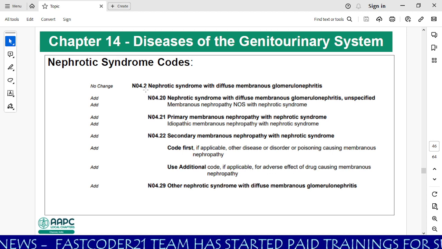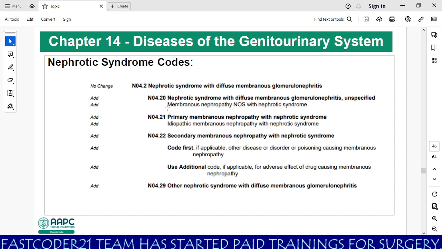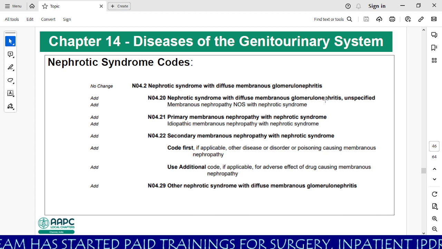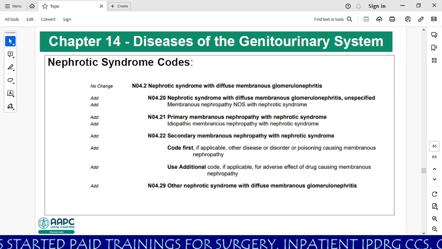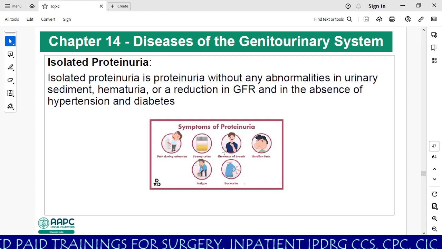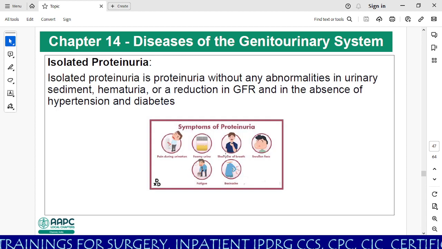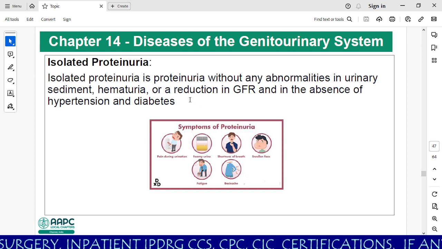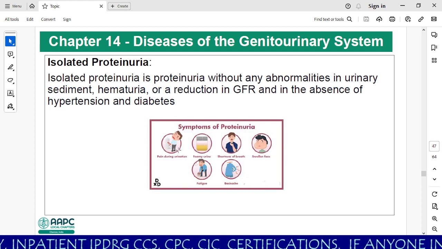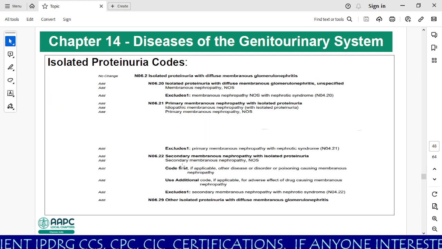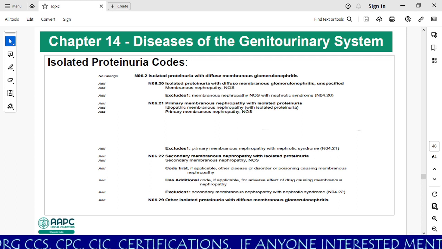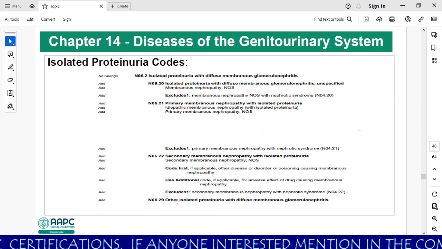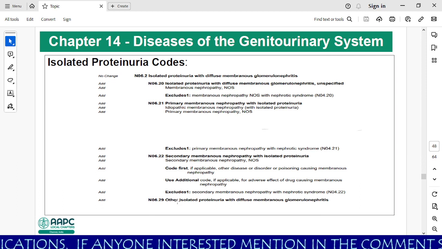So the N04.2 category is divided into four subcategories: N04.20 nephrosis in diffuse membranous glomerulonephritis. So all these are subcategories of N04.2. So next one is isolated proteinuria. Isolated proteinuria is proteinuria without any abnormalities in urine sediment, hematuria or reduction in GFR, and in the absence of hypertension and diabetes. So they have added a few codes here for proteinuria, N06.20, 21, 22 and 29. So these all are so far new MCCs for inpatient coders.